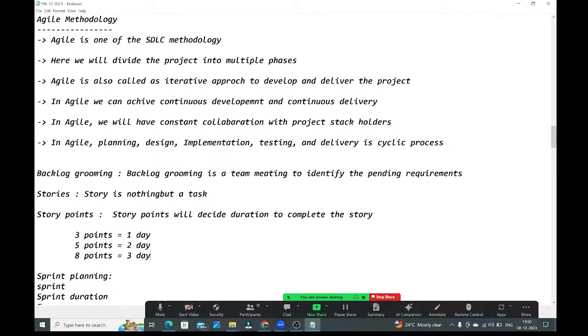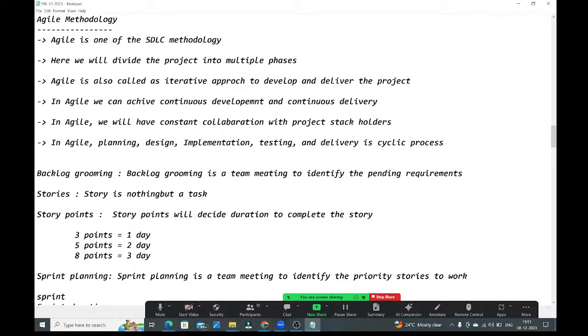Okay, after that we have sprint planning. This is also a team meeting only. Sprint planning is a team meeting to identify the priority stories to work on, guys.